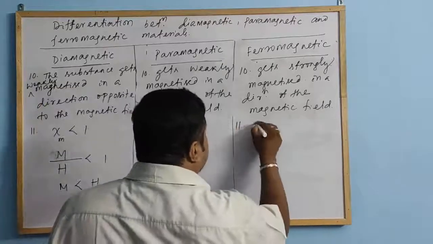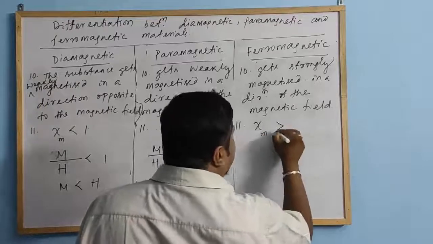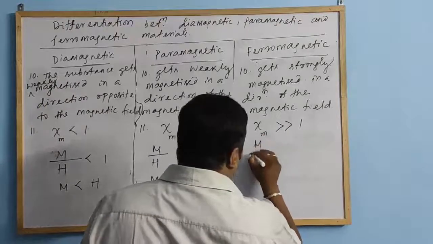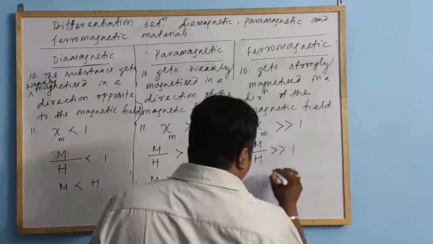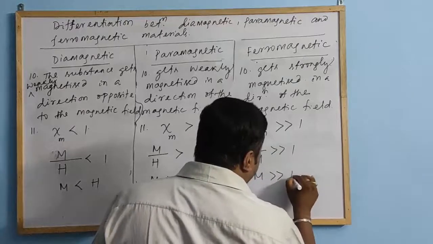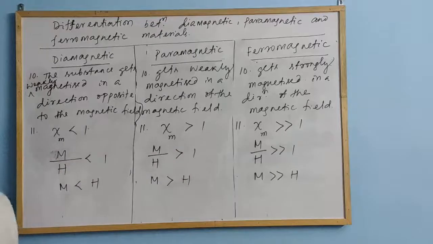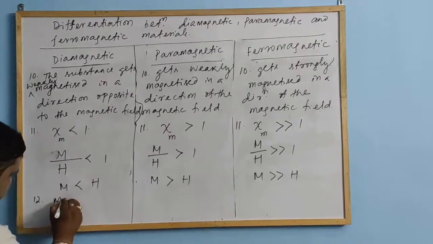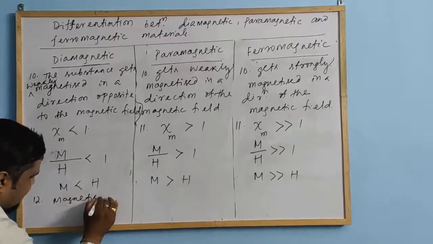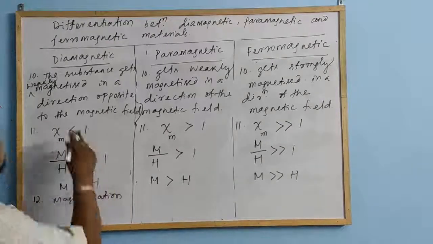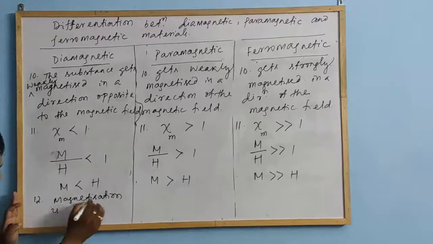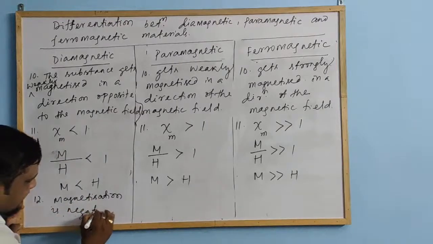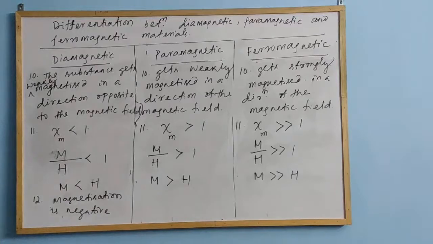Here the magnetic susceptibility is much greater than 1, so I can write M by H is much greater than 1, or M is much greater than H. Right? So this is the next one. From here I can write the next point: the magnetization of diamagnetic material is negative. I can write this M is negative.